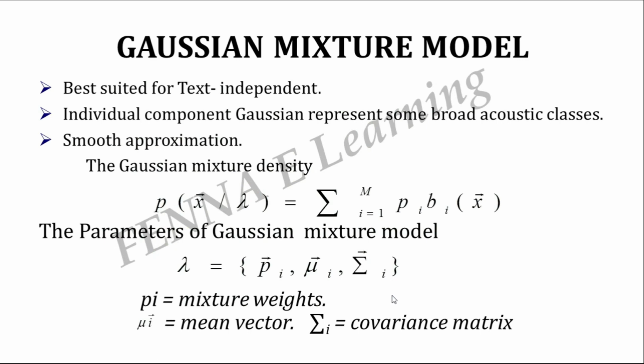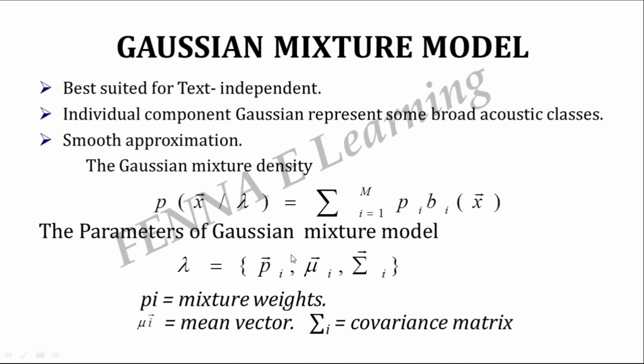The Gaussian mixture model is based on probabilistic theory that considers all the data points are generated from a mixture of a finite number of Gaussian distributions with unknown parameters, and this is best suited for text independent systems, and individual component Gaussians represent some broad acoustic classes. The Gaussian mixture density is given by P of x bar divided by lambda equals summation i equals 1 to M of p i b i of x bar.